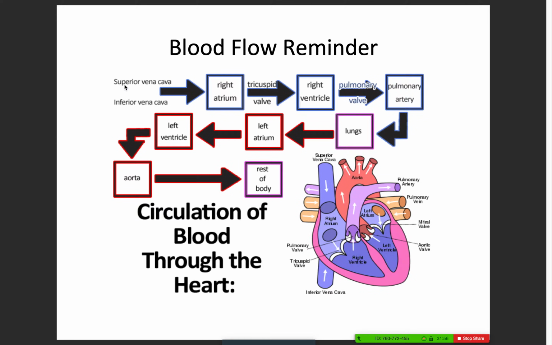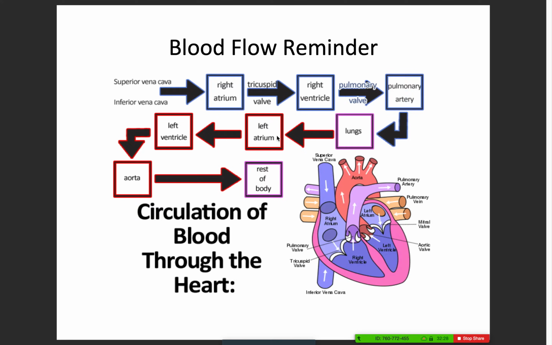Reminding you that from the IVC and SVC, we have that deoxygenated blood returning to the right atrium. From that right atrium, we pass through the tricuspid valve into the right ventricle. From the right ventricle, blood is pumped via the pulmonary valve to the pulmonary artery. The pulmonary artery bifurcates into two and sends the blood to the lungs. In the lungs, something crazy, special happens. We're not really sure, but that blood ends up coming back via pulmonary veins.